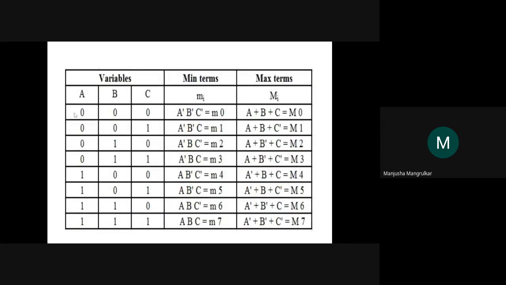Now min term, this is three variable min term, how we have seen in the last lecture. Suppose this is 0, 0, 0. So min term it is m0, small m0, and its algebraic equation is a complement, b complement and c complement, because all are 0, so it is denoted by a complement, b complement and c complement.